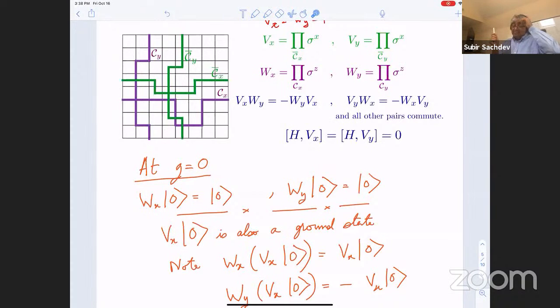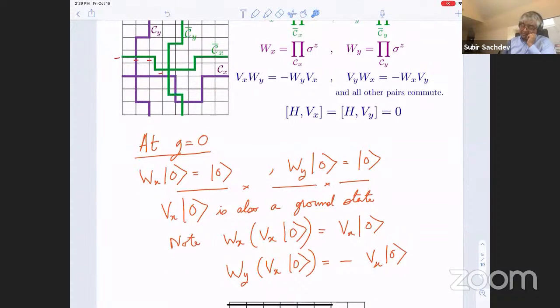But now I can construct some other states, which are in fact orthogonal to this state. One of those states is Vx times |0>. What Vx does is flip the spin on this green contour. So every link that intersects the green contour will have its spin flip from up to down. But now you can see the flux through any plaquette, this plaquette and this plaquette, is still +1 because it intersects the contour an even number of times. So this has exactly the same energy. I've discovered another state with exactly the same energy by using this contour that encircles the torus in the x direction.